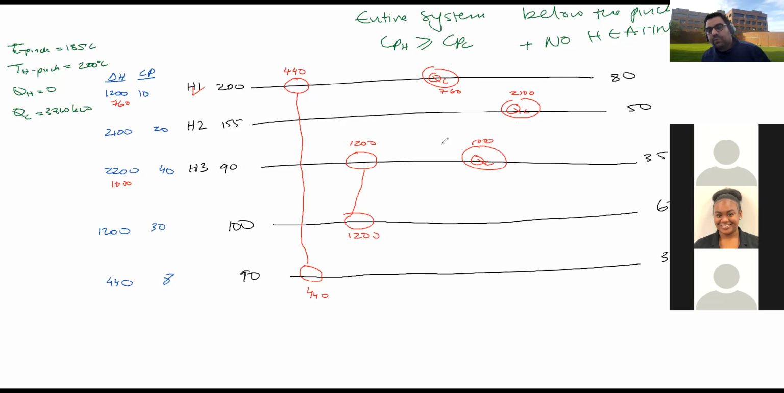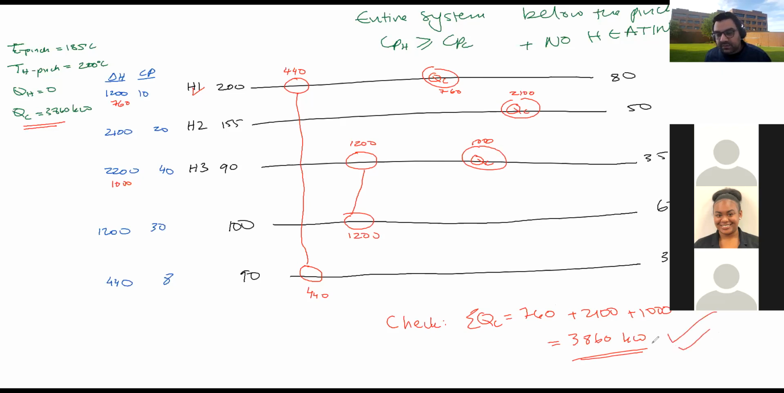1000 kilowatts. So I added 3 coolers, and let's check our calculations. To check if our calculations are valid, these 3 numbers should add up to my minimum cooling utility here, right? So let's check it. QC will be 760 plus 2100 plus 1000, and this number will be equal to 3860, which matches the number I got from my cascade diagram. So this means my system is valid and this system will achieve these targets.